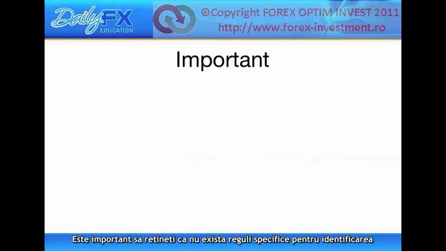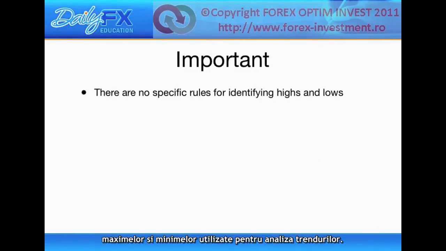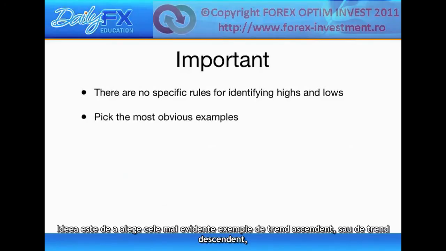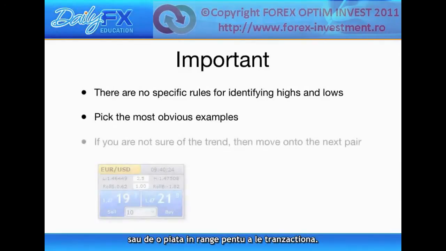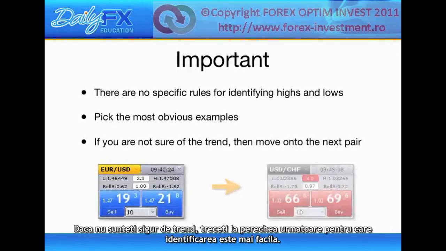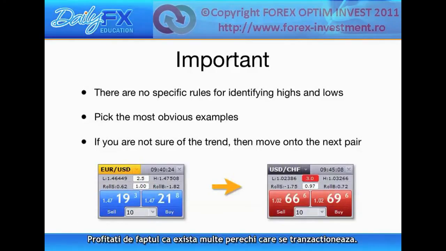Now, it's important to note that there are no specific rules for identifying highs and lows to use for trend analysis. The idea is to pick the most obvious examples of an uptrend, or a downtrend, or a range-bound market. If you're not sure of the trend, then move on to the next pair where the identification is easier. Take advantage of the fact that there are many pairs to trade. This is one of the advantages of trading the FX markets.